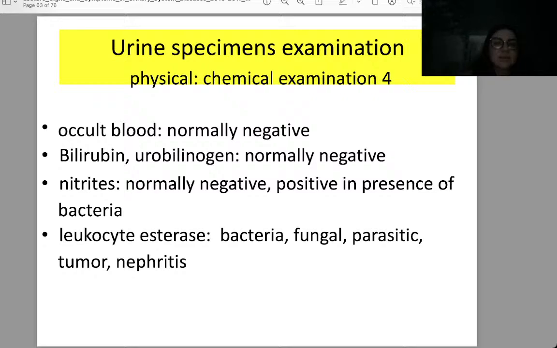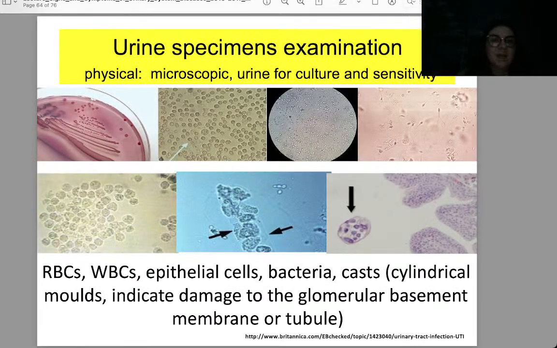Leukocyte esterase can be positive in bacterial, fungal, parasitic infection, tumor, or nephritis. Microscopic urine examination and urine for culture and sensitivity. Microscopically, we can see red blood cells, white blood cells, epithelial cells, bacteria, casts like cylindrical molds, which indicate damage to the glomerular basement membrane or tubule.